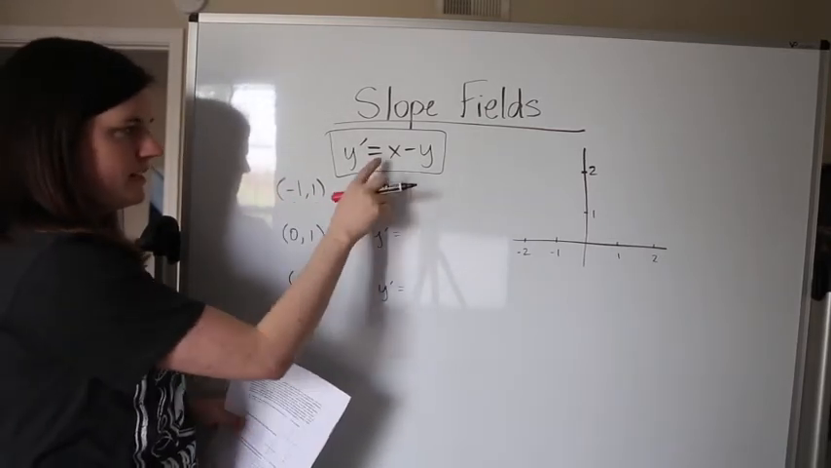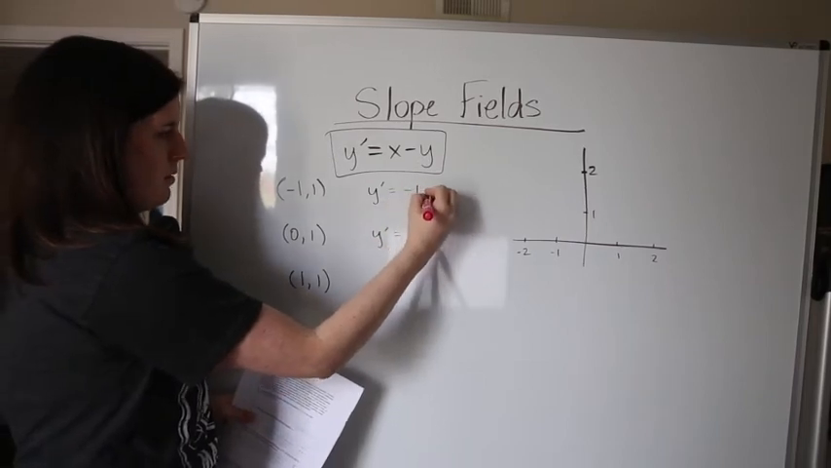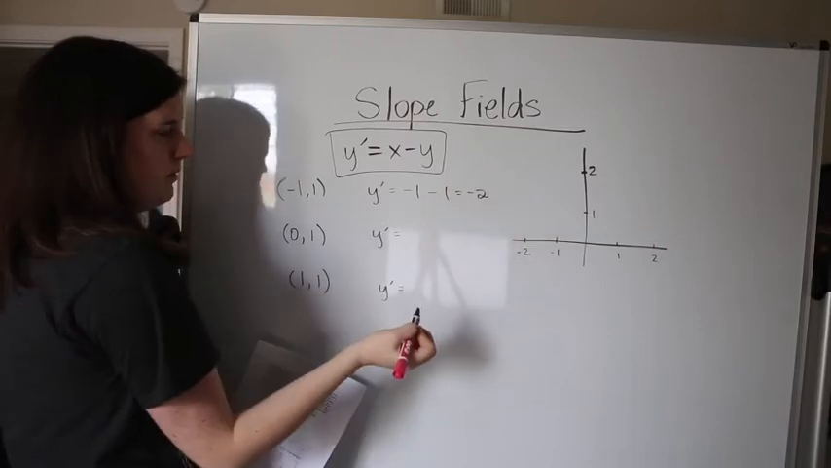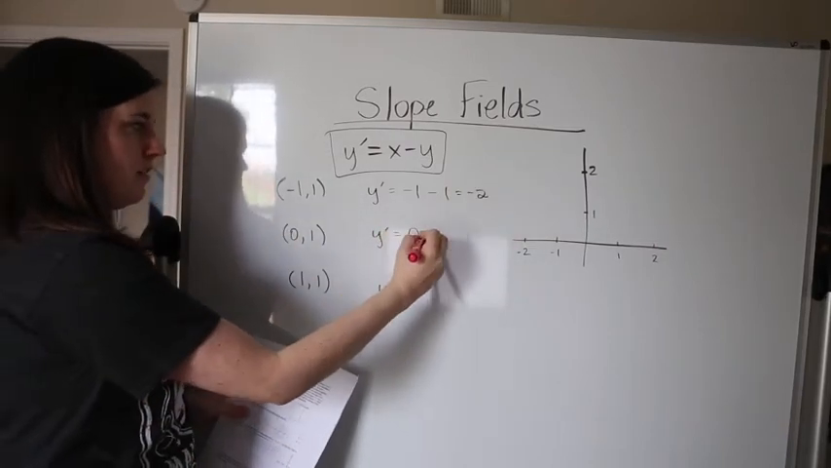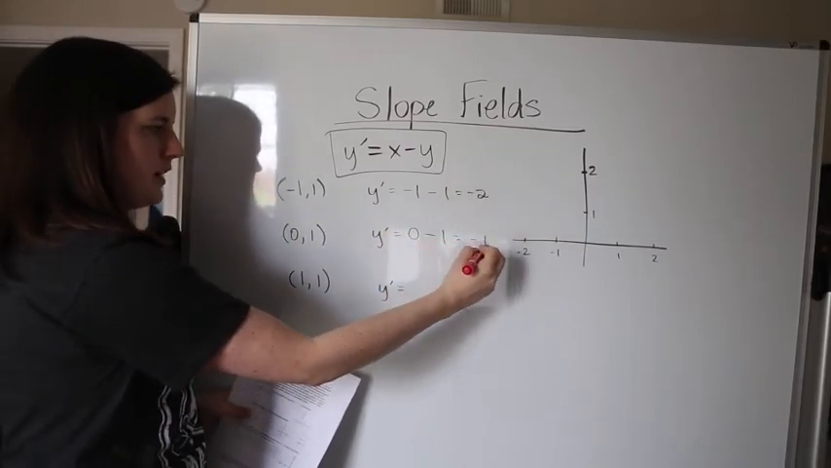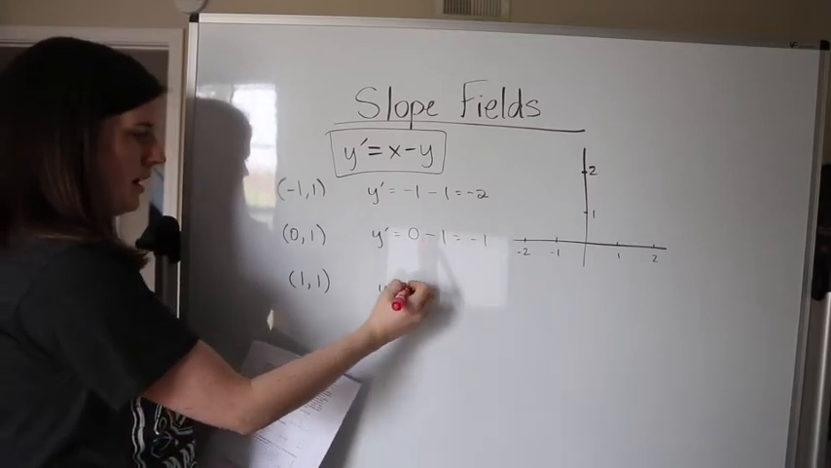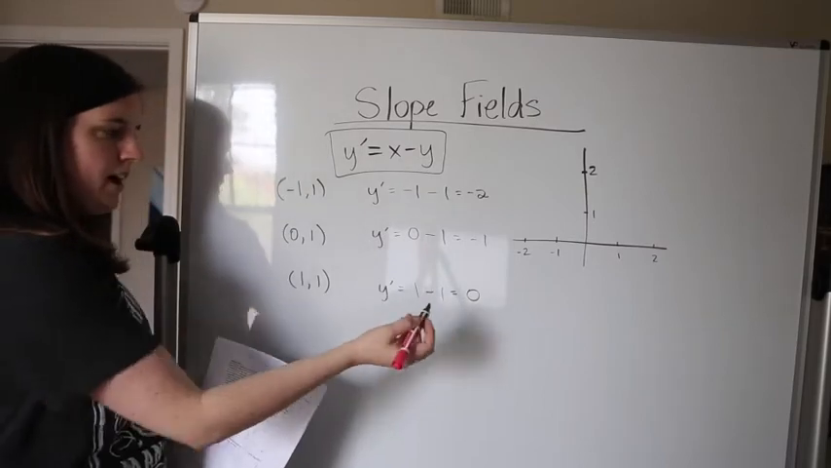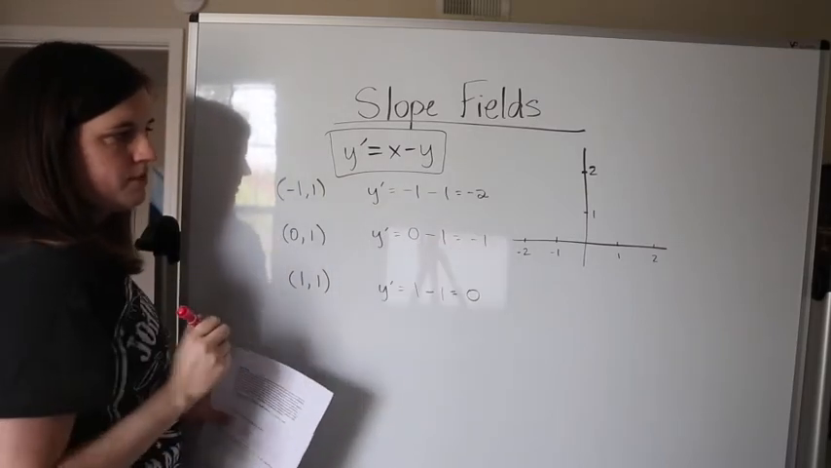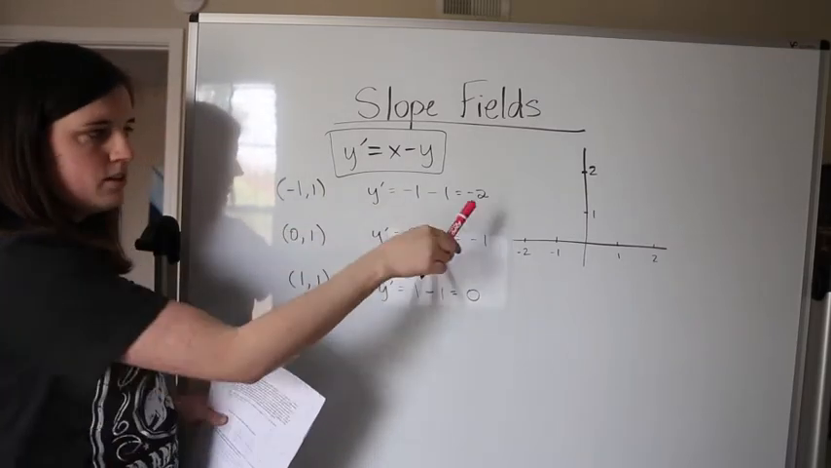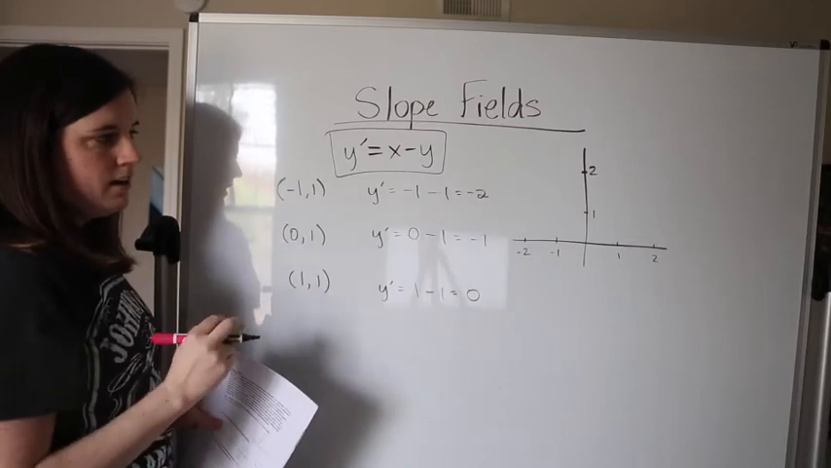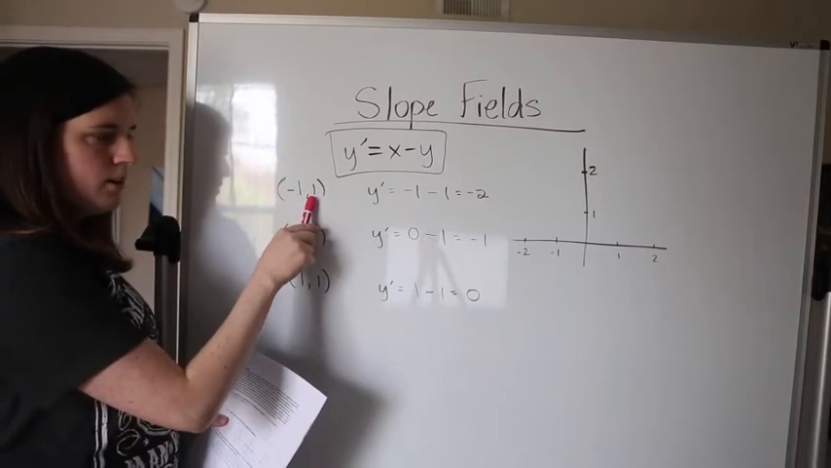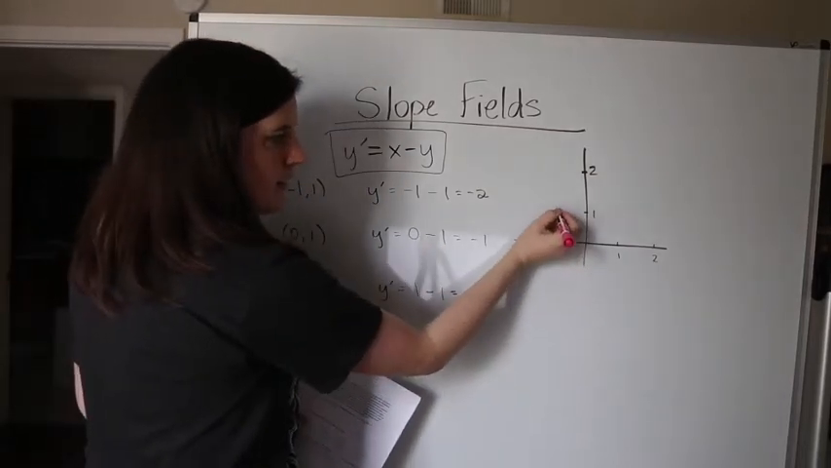So plugging my points into here, this is negative 1 minus 1, that's my x minus my y. I get negative 2. Here I have 0 minus 1, which is negative 1. And here I'm getting 1 minus 1, which is 0. So you have these three slopes at their specific points. So you're going to go to these points on your graph and make a little tiny sketch of what that slope is. So I'm going to go to the point negative 1 comma 1, which is like right there.